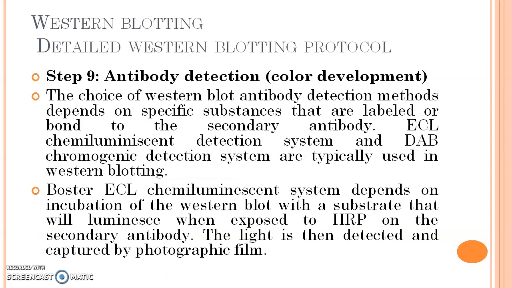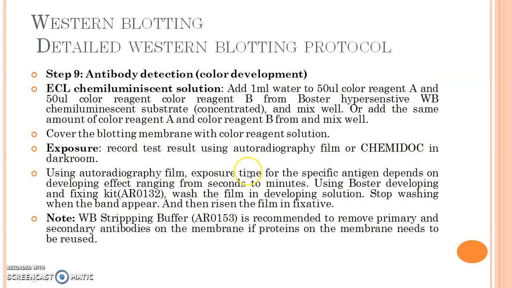Step 9, antibody detection through color development. The choice of Western blot antibody detection method depends on the specific substances that are labeled or bound to the secondary antibody. ECL chemiluminescent detection system and DAB chromogenic detection system are typically used in Western blotting. The Booster ECL chemiluminescent system depends on incubation of the Western blot with a substrate that will luminesce when exposed to HRP on the secondary antibody. The light is then detected and captured by photographic film.